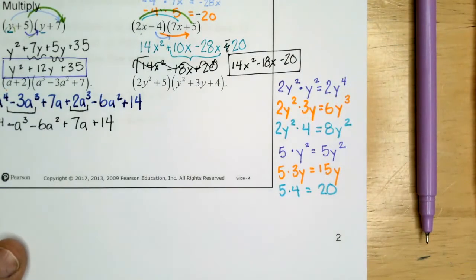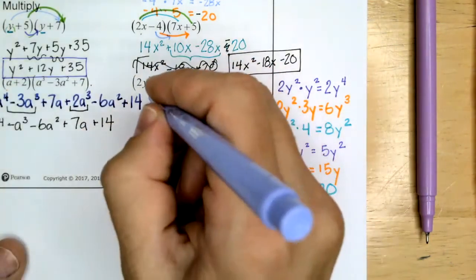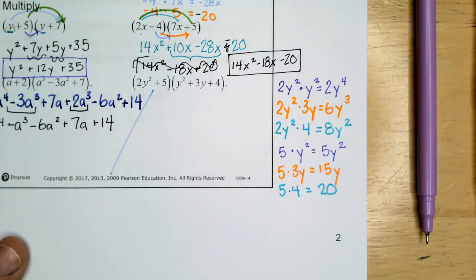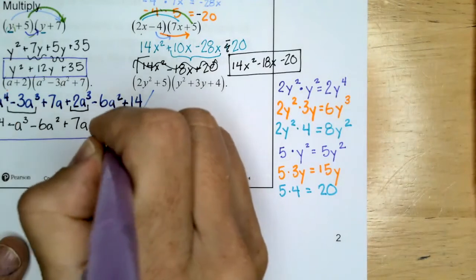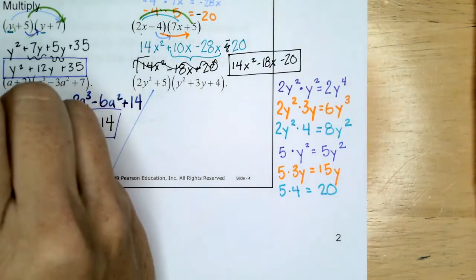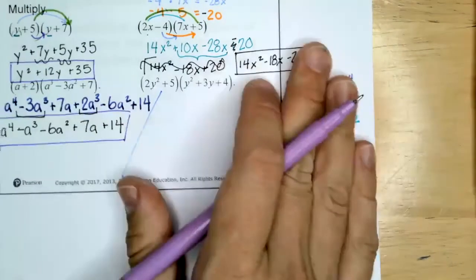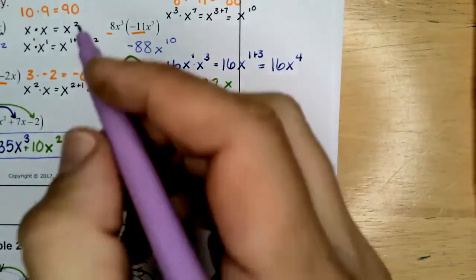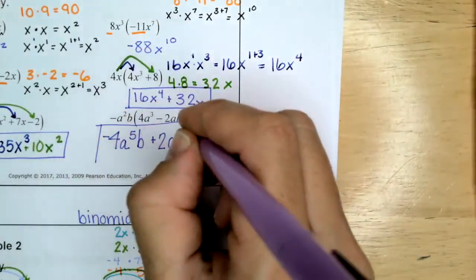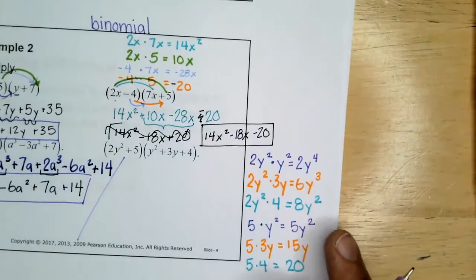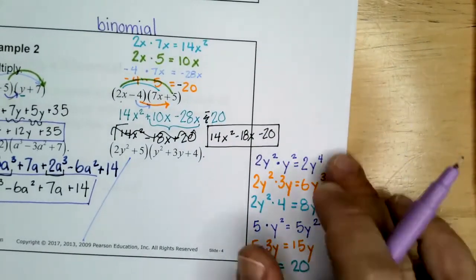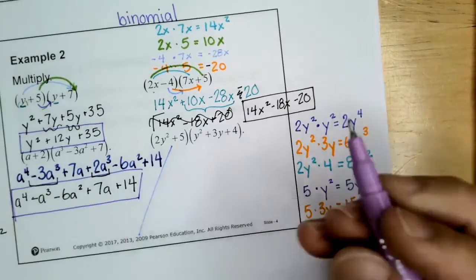All right, so this one looks like, I'm sorry, there's our answer for that one. We cannot simplify it any more than that. Okay, so this one is, we're just going to put all of these together, combine like terms.